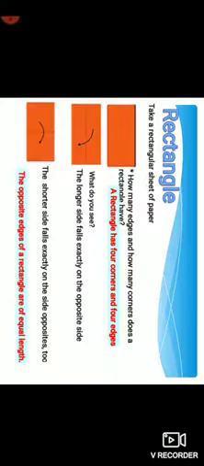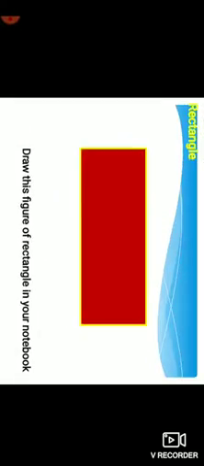Now let's fold the paper in the middle to bring the opposite edges together. What do you see? The longer side falls exactly on the opposite side. Now we fold the other side too. The shorter side falls exactly on the opposite side too. So dear students, the opposite edges of a rectangle are of equal length. Now we draw this figure of rectangle in your notebook.